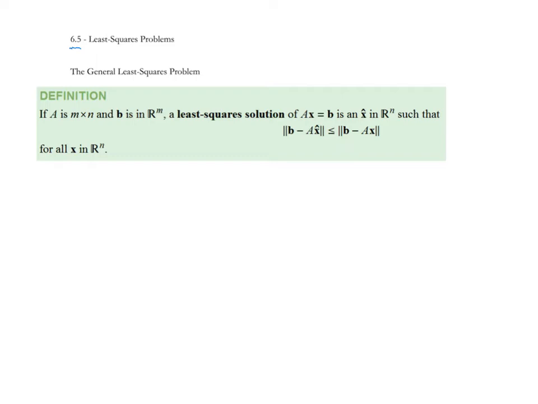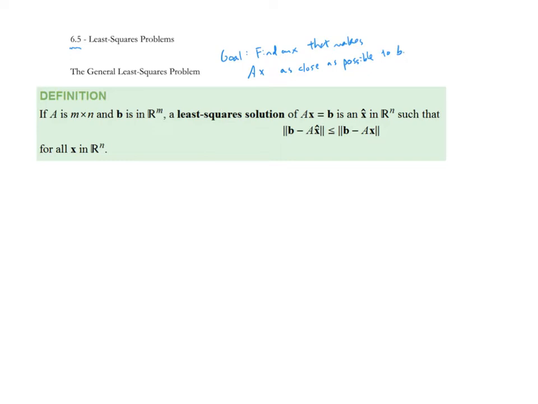And our goal in this section is to solve an inconsistent system. Well, how are we going to do that? Our goal is to find an x vector that makes Ax as close as possible to a vector b. All right, so Ax equals b may not have a solution, but we're going to find a vector x such that Ax is as close as possible that we can get to b. So how do we define as close as possible?